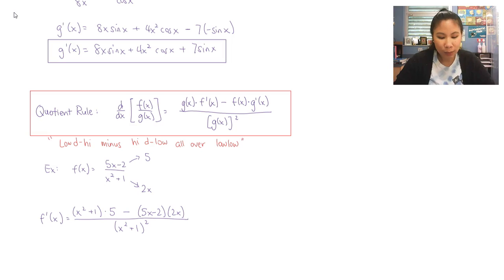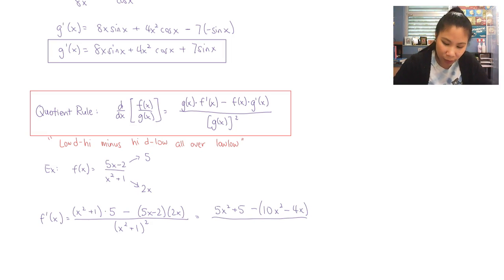And then from here, we just need to simplify this out, so I'm going to multiply and distribute, so that 5 to the top, so 5x squared plus 5 minus, and then distributing out the 2x to everything. I get 10x squared minus 4x, but then I would have to distribute that negative to everything.